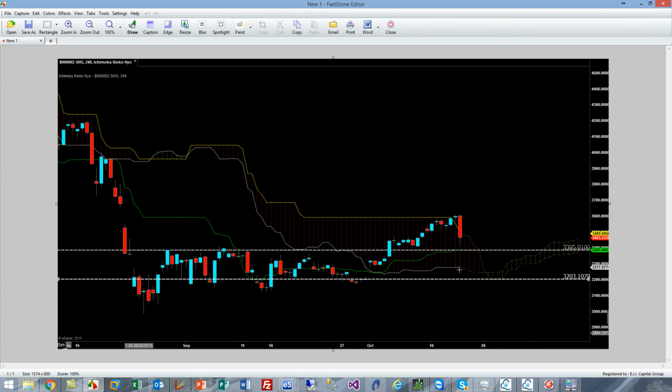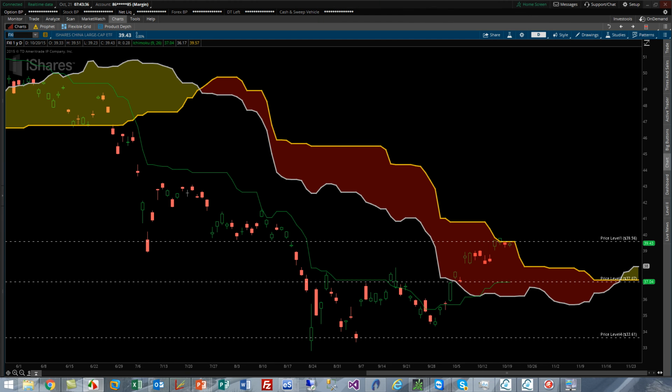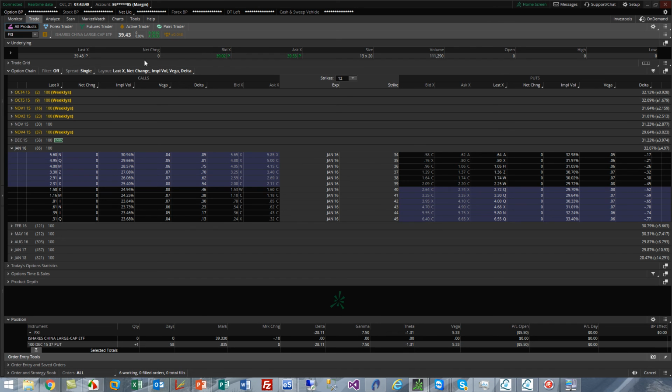So FXI is going to open up a lot lower due to the China stock market going down. You could come over here to the trade tab and look at the bid and ask. Yesterday was 39.43. This morning you could see it's going to open up lower. You could see volume already in here, where it's going to open up about 43 cents lower.